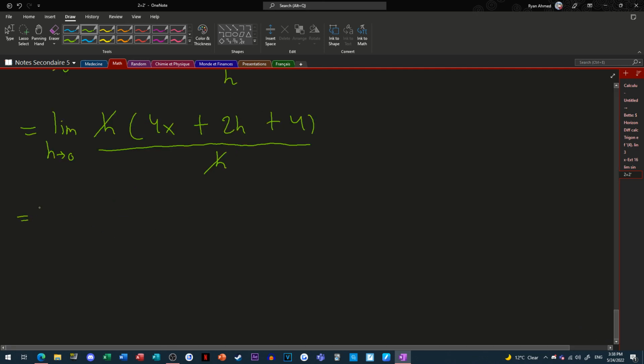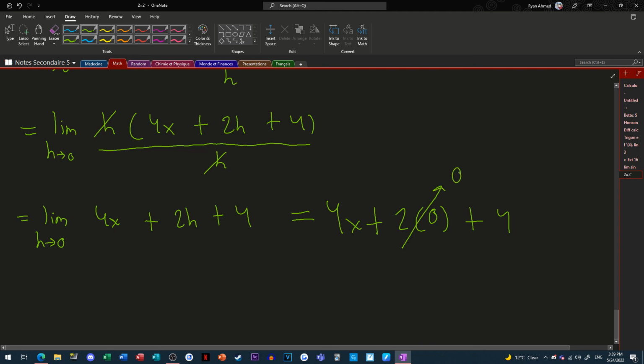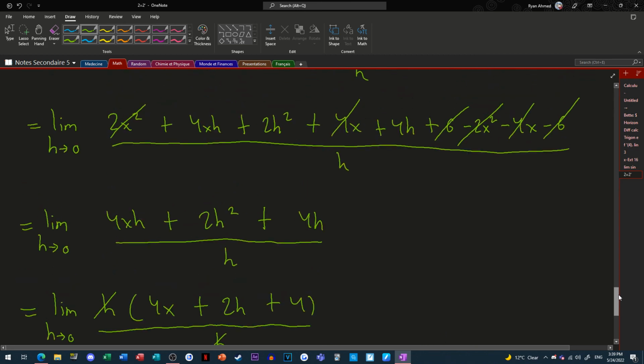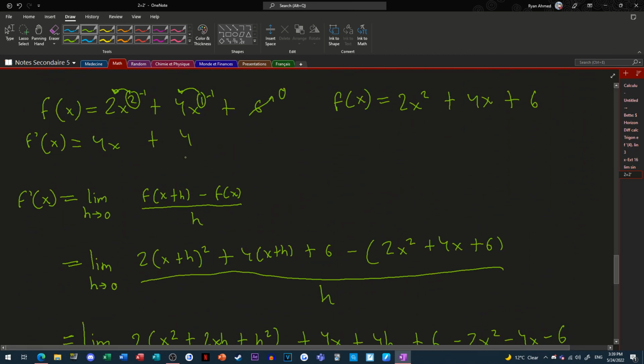This becomes the limit as h approaches 0 of 4x plus 2h plus 4. And now we can finally evaluate our function at h equals 0 without having any weird 0 over 0 indeterminate forms or anything of that sort. Now you don't have to write the limit as h approaches 0 anymore, because you're actually evaluating the function at h equals 0. So let's do that: 4x plus 2 times 0, because it's 2 times h, plus 4. This becomes 0, so this becomes 4x plus 4. And that is the derivative function of our original function, as we also proved earlier with the power rule. 4x plus 4.